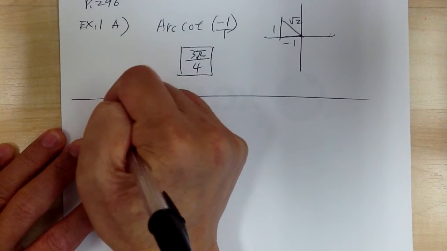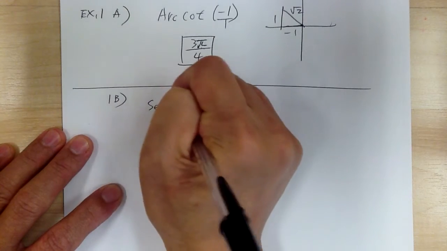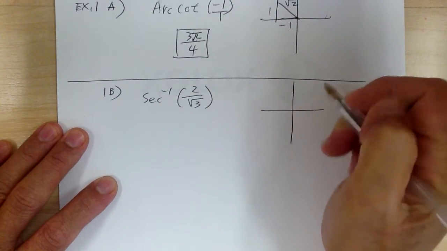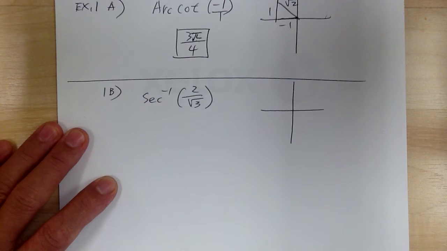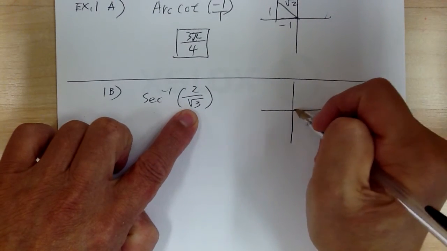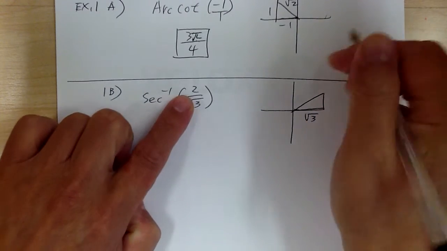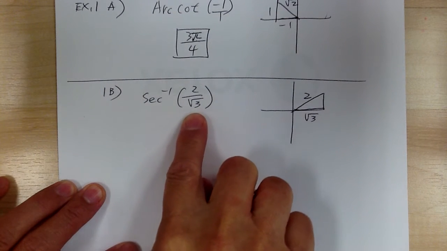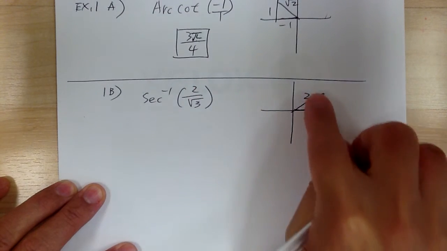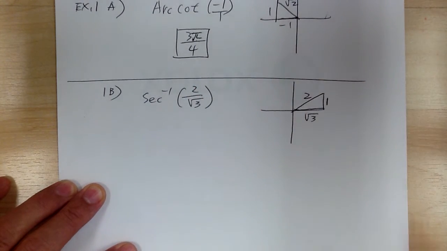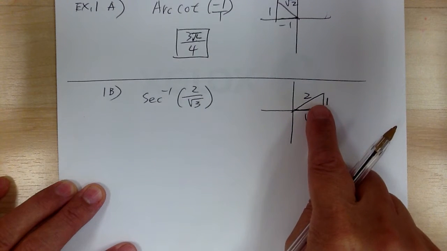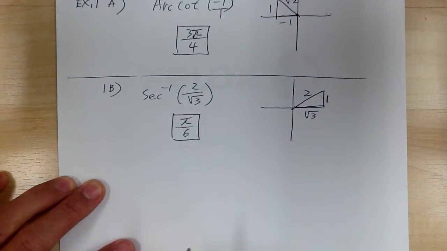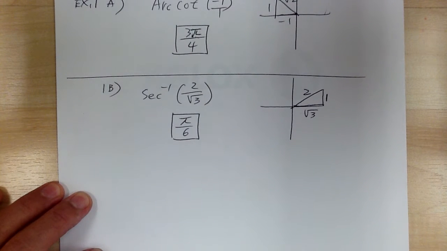Now let's go to example 1B. You have inverse secant of 2 over square root of 3. Same thing, draw your triangle. Secant is the reciprocal of cosine, and cosine is horizontal over hypotenuse. So the horizontal is square root of 3 and the hypotenuse is 2, and the vertical side would be 1. By looking at that triangle, this is the 30-degree triangle, 30 degrees over here, so that means it's pi over 6. And that's your answer. Make sure you're familiar with your triangles and the location of all the angles.